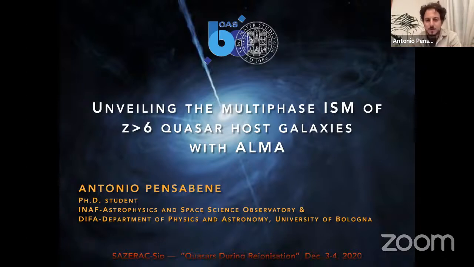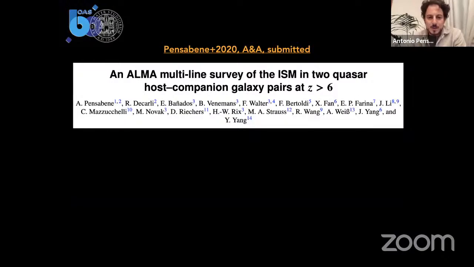Today I'm going to show you some results on ISM characterization in quasar galaxies at redshift greater than 6 with ALMA. All the results that I'm going to show you are collected in a paper that was recently submitted, thanks to the efforts of many people that are listed here, in particular Dr. Roberto Decarli, who is my PhD supervisor.